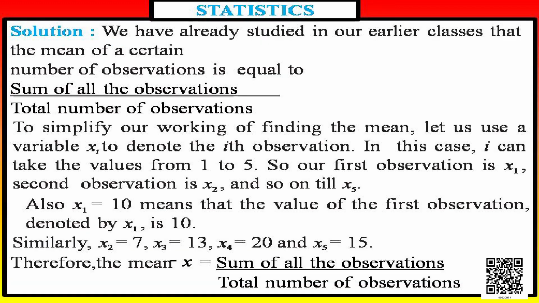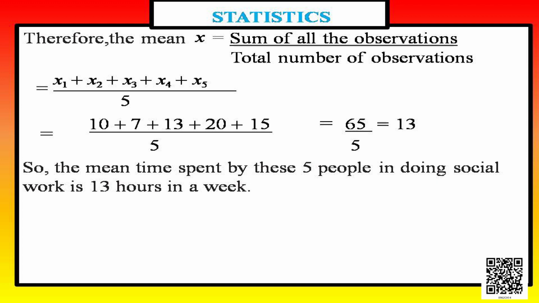We have already studied in the class that the mean is calculated as the sum of all the observations divided by the total number of observations. So the answer, that is the mean, will be 10 plus 7 plus 13 plus 20 plus 15 divided by 5, which is 65 by 5, which is equal to 13. So we can say that the mean time spent by these 5 people in doing social work is 13 hours in a week.